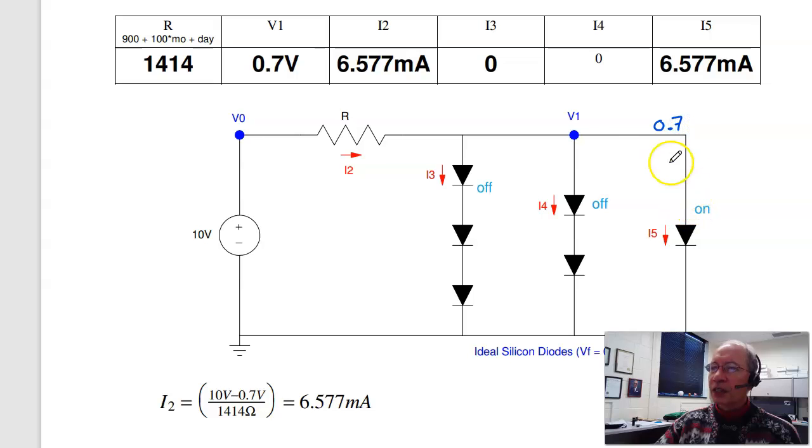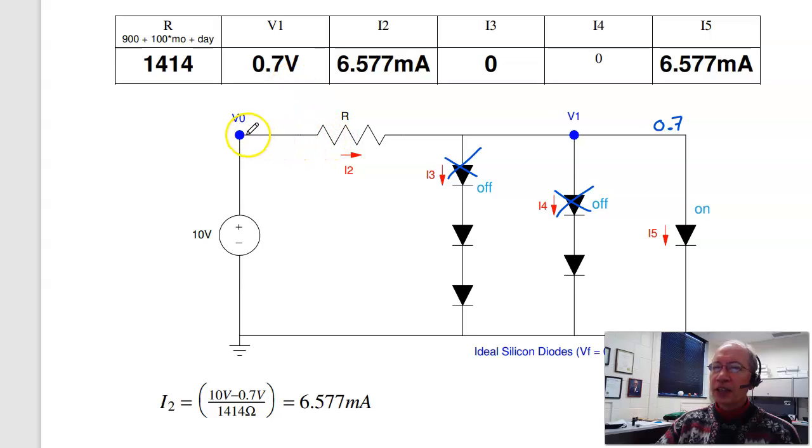But this guy right here, 0.7 is not enough to turn on 2 diodes, that needs 1.4. Not enough to turn on 3 diodes, that needs 2.1. So that works. So these 2 branches are off. And the voltage at V1 then is 0.7 volts.